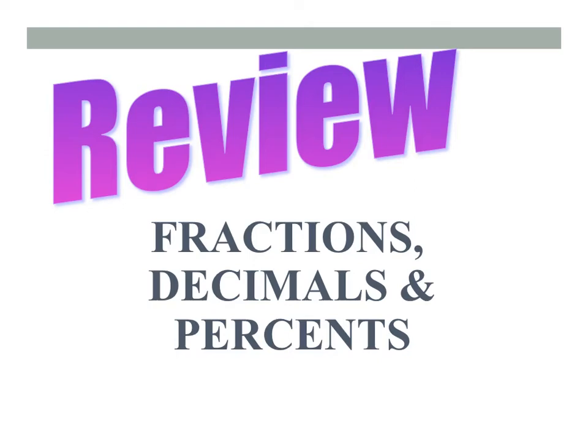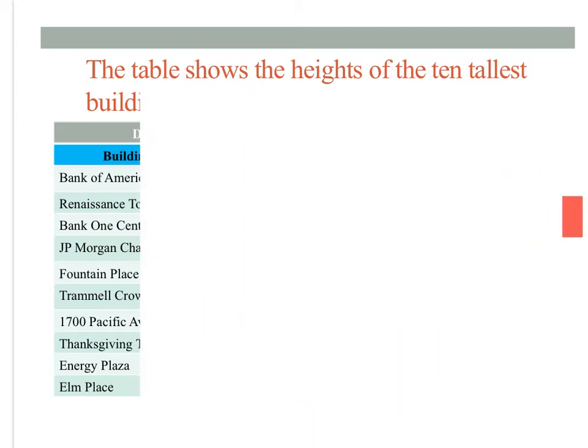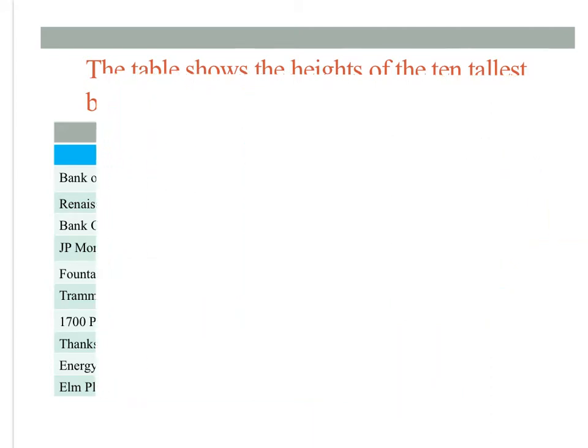This unit should be a review of things that you have worked on already. It talks about fractions, decimals, and percents. We know that a fraction is a way of expressing a part of a whole, but we also know that a fraction can talk about something, as you're going to see here in a second, when you're comparing things. Like, for example, 7 out of 10 people can be written 7 out of 10 as a fraction.